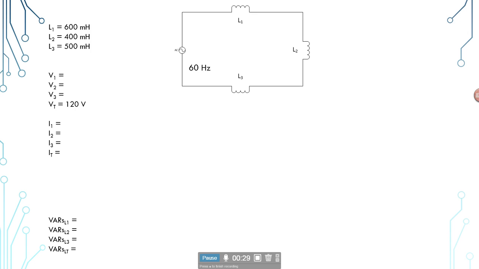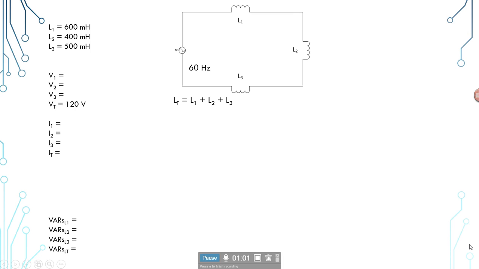So we'll start off here. You see we have a circuit with 3 inductors in it. We go from our power source through L sub 1, through L sub 2, through L sub 3, back to our power source, and we only have one path for the current to flow. Also make note that we're on a 60 hertz frequency. L sub 1 is 600 millihenries, L sub 2 is 400 millihenries, L sub 3 is 500 millihenries, and we have 120 volts for our system.